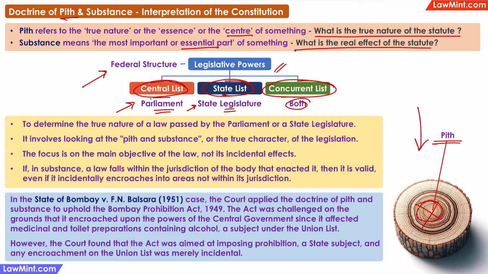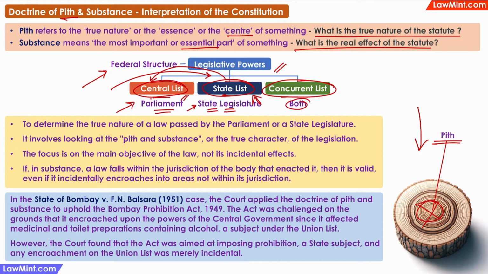Now, what happens when the parliament passes a law on a subject in the central or the concurrent list, and that law significantly affects a subject that is listed in the state list? Or what happens when a state legislature passes a law on a subject in the state list or the concurrent list, and that law significantly affects a subject in the central list?